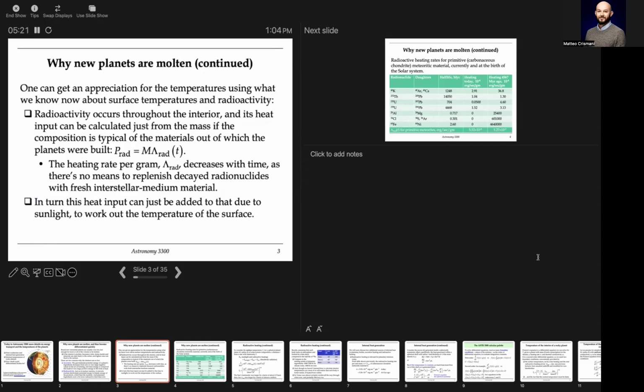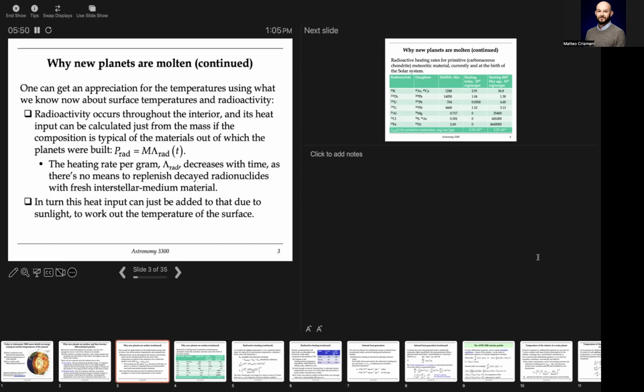Remember that the word differentiated means heavy stuff in the middle, light stuff on the top. So objects that are undifferentiated would be like cookie dough ice cream when you get it from the store. And stuff that would be differentiated would be cookie dough ice cream after you left it in the car for 3 hours. Then all the cookie dough melts to the bottom and all the ice cream's on top, right? Okay, that's the process of differentiation.